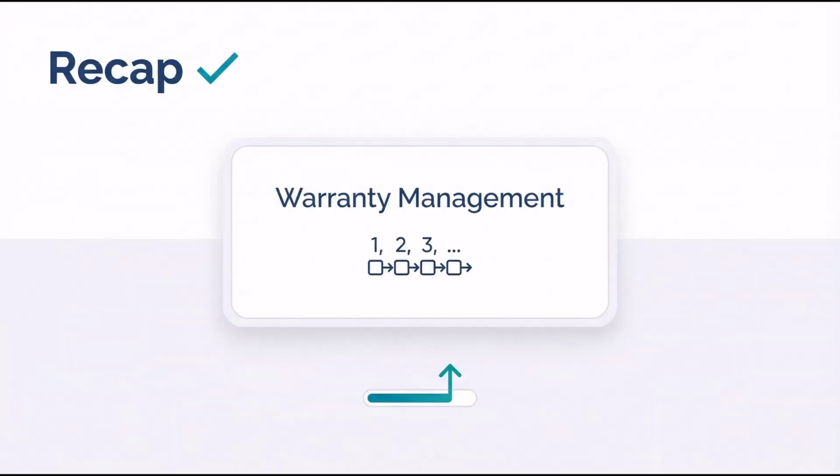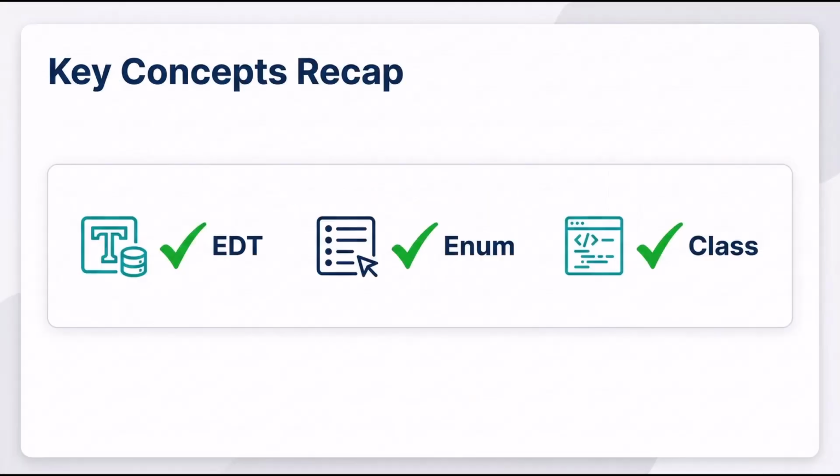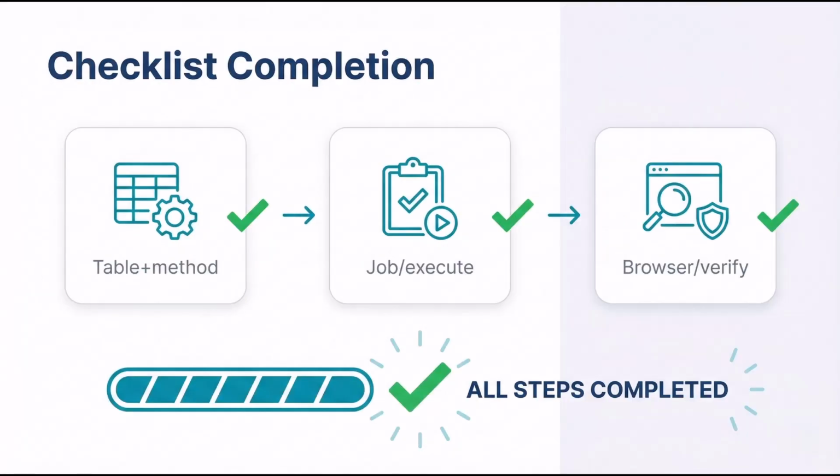Alright, so to recap what we built today, we created a dedicated warranty management module for our number sequences. We created an EDT for the warranty ID. We extended the NumberSeqModule Enum to add our own module entry. We built a number sequence application module class that registers our EDT. We added a numRef method to our parameter table. We ran a job to officially register our new module in the system. And finally, we verified everything in D365 and configured the custom format.